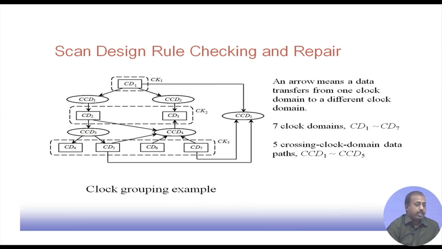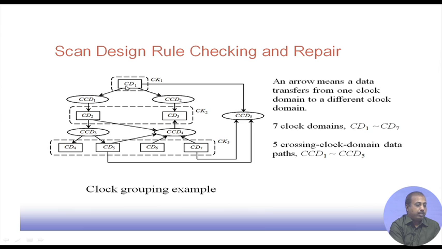So what sort of scan design rule checking and repair can be done? You see that it may so happen that in my circuit there are several clock domains, like CD1, CD2, CD3, CD4, CD5. So they are different clock domains. What we mean is that all modules in a particular region are driven by the same clock. Now it may so happen that from clock domain 1 to clock domain 2 there is a signal which is being passed. So they are called crossing clock domain data paths, like CCD1.